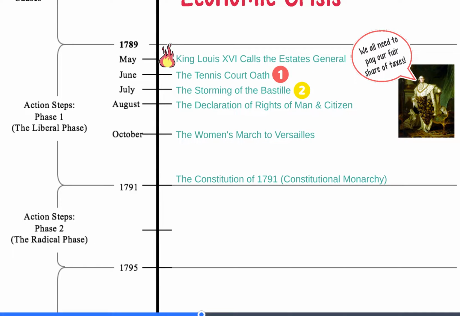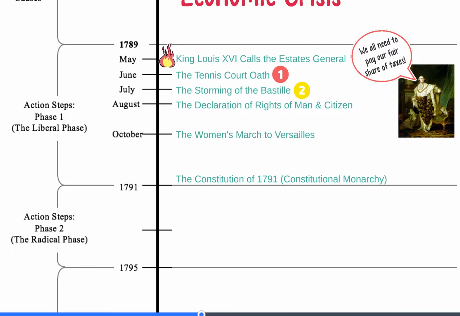And at the same time, a second revolution begins among the common people who are really desperate for financial stability and food. So they storm the Bastille shortly after, thinking that this would be full of weapons that they could arm themselves against the king's troops. So they're really growing distrustful of their government.